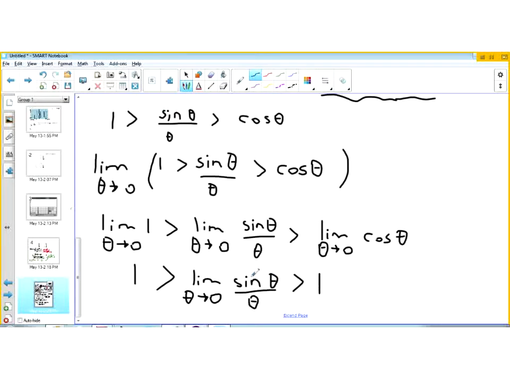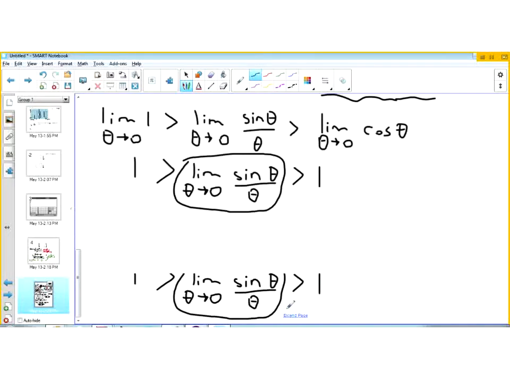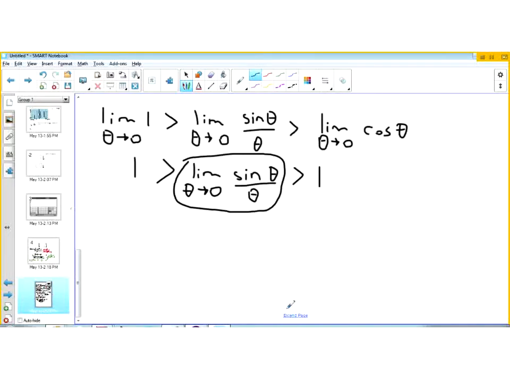All right, now look at this result. What I'm circling is what we want. The limit of what we want is less than 1, and it's greater than 1. So what does that mean? Does that mean that the limit doesn't exist? In fact, it does mean that this limit exists. This is an example of what's called the squeeze theorem. The squeeze theorem.